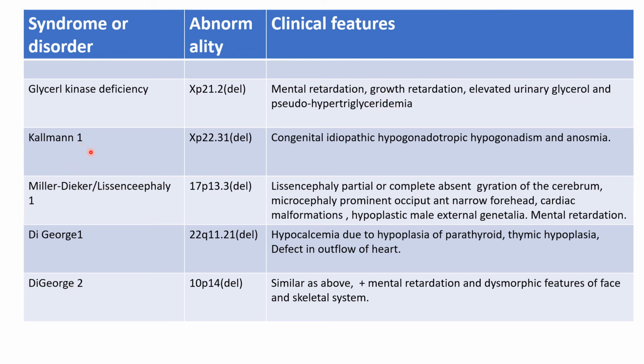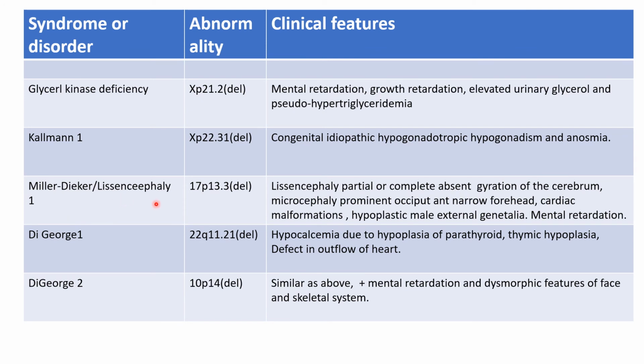Kallmann 1 syndrome. The defect is deletion in the short arm of chromosome X at region 2, band 2 and subband 3-1. Individuals with this defect present with congenital idiopathic hypogonadotrophic hypogonadism and anosmia.